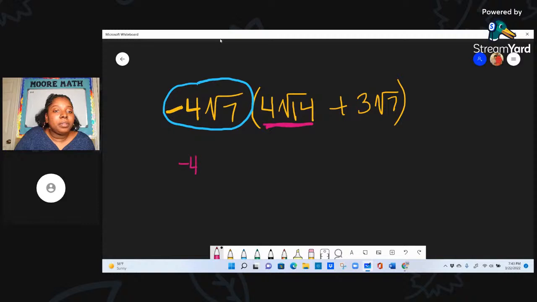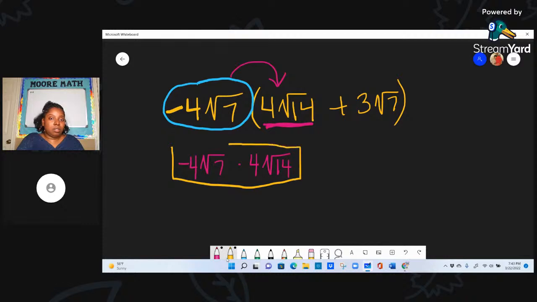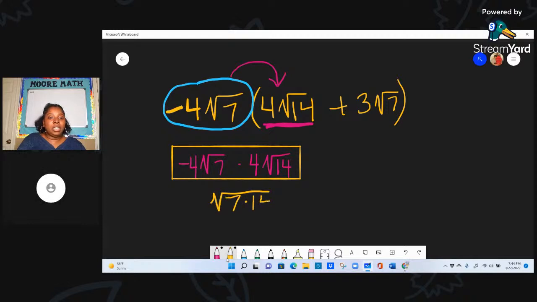So negative 4 square root of 7 times 4 square root of 14. So we're just going to start here. Okay. So with this, what can I combine? The 4. What can I combine? The 7 and 14. Okay. What else can I combine? So absolutely, I can combine 7 and the 14. Is there anything else I can combine? So there's nothing. Go ahead.